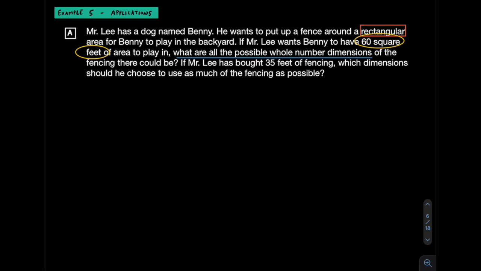To figure out all the dimensions, we can use prime factorizations. I'm going to start off by making a factor tree here. Pause the video and try making a factor tree.